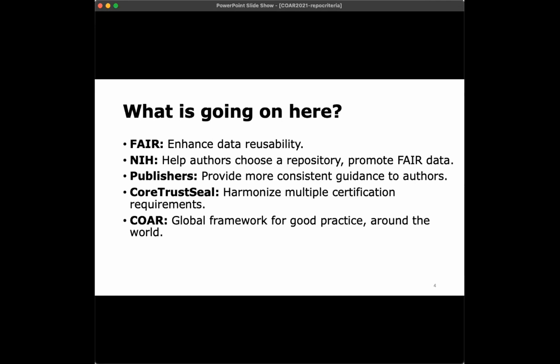So FAIR is about data reusability. In the United States, the National Institutes of Health have put out a rubric for repositories to help authors choose a repository, ideally one that promotes FAIR data practices. Publishers have done different things in recent years, from developing a list of specific recommended repositories to developing more general rubrics that allow authors a little bit more choice.